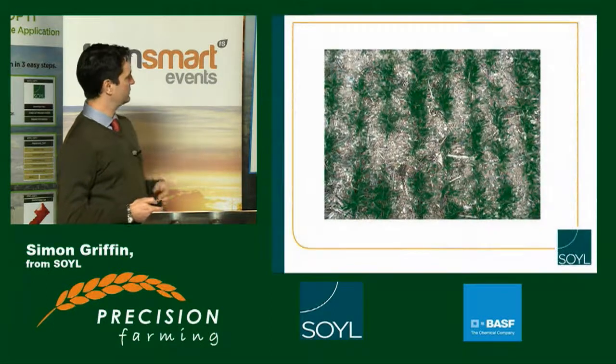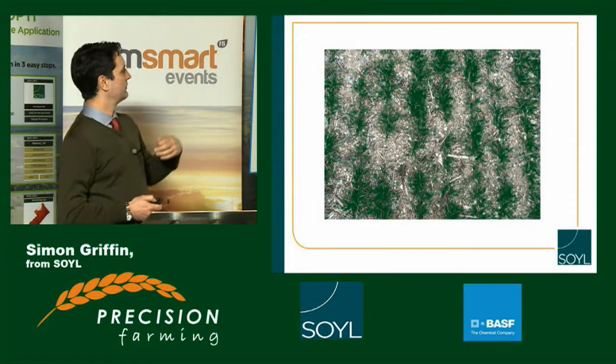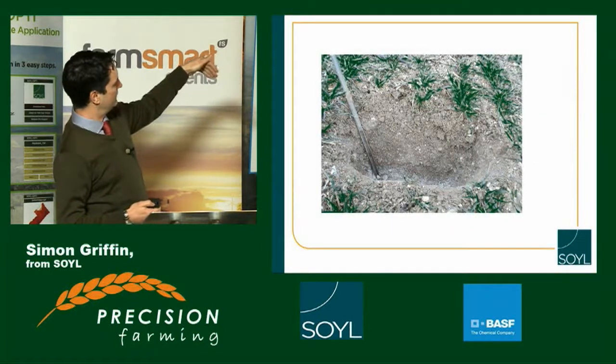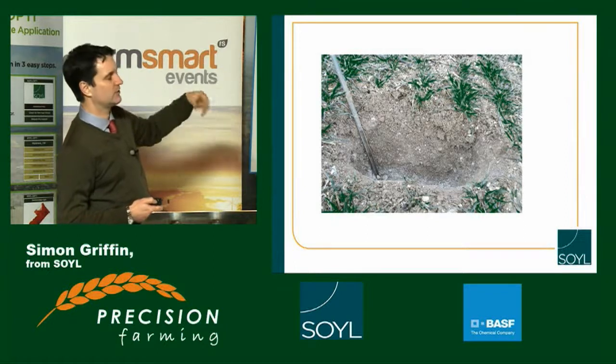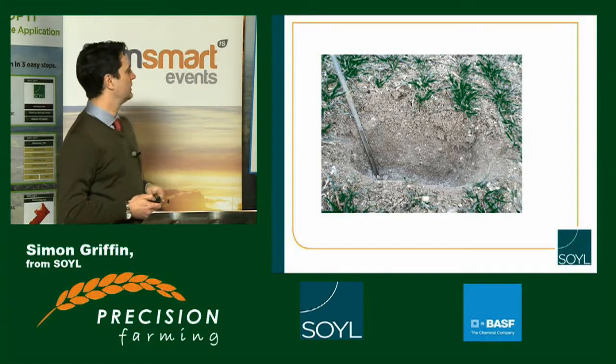In our poor areas, we've got a much thinner crop. We've got more stones on the surface there, and when we dig down, you can see the bedrock just appearing at the bottom of that small pit. So we've got a much shallower soil with a much higher stone content there.